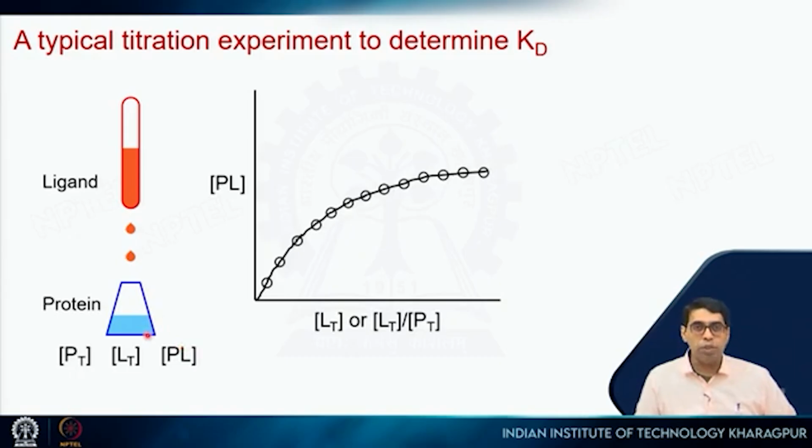At every titration point you measure the formation of the protein ligand complex. This complex is plotted here and this is the amount of ligand you have added or the ratio of the ligand to the protein. As this increases, you will get more and more bound protein ligand complex, right. More and more protein will bind to the ligand, so the concentration of the complex will increase. Eventually, it will reach some saturation where even after adding ligand, no more protein will bind, and that you will achieve if all the protein is bound to the ligand.